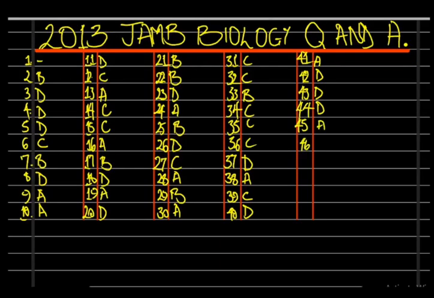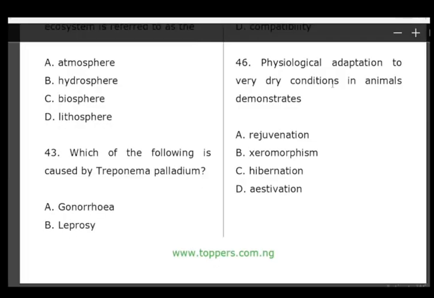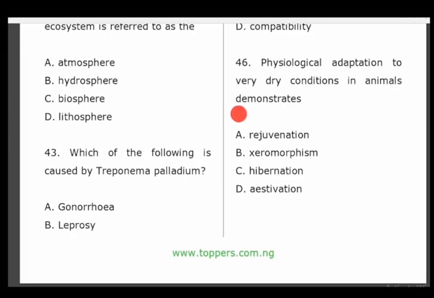And then we move to question 46. Physiological adaptation to very dry conditions in animals demonstrates A. Rejuvenation, B. Xeromorphism, C. Hibernation, and D. Estivation. Now, when we talk about rejuvenation, it is a particular organism coming back to life or being able to come back to the original state from which it was found. That is rejuvenation.